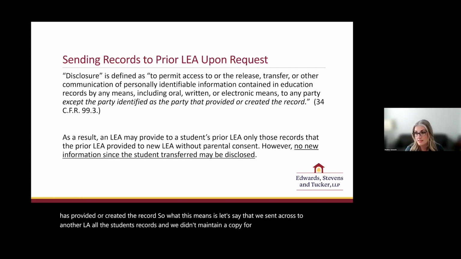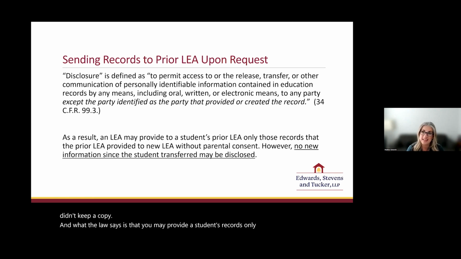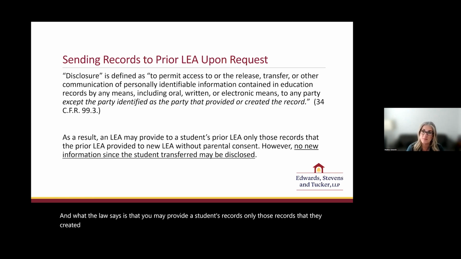And then we get a due process complaint and we say to that next LEA, oh shoot, we didn't keep any copies of the students' records and we just got a due process complaint. Can you send us all of the students' records back, because we didn't keep a copy? And what the law says is that you may provide a student's records back, only those records that they created. So they could only send back to us those records that we had sent to them, if that makes sense. They would not be able to send us any new records that they have created.